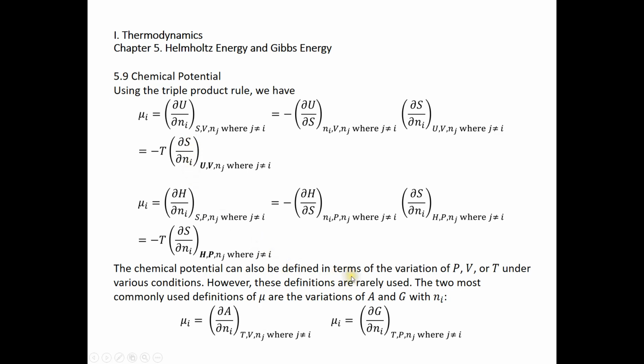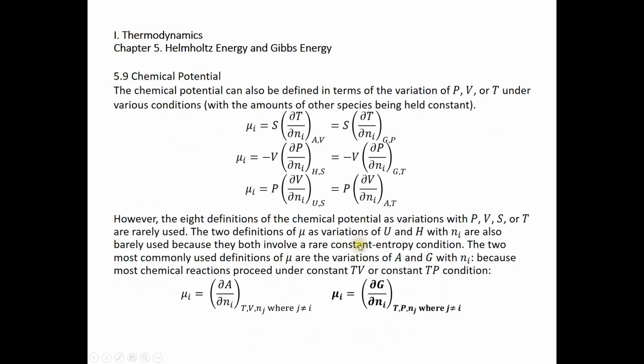And also we can define chemical potential in terms of P, V, T, but I want to remind everyone the two most commonly used definitions of mu are the variations of A and G with respect to the amount of the species. ∂A over ∂n under constant T, V condition, ∂G over ∂n under constant T, P condition. It's just because it's easier experimentally to maintain a constant T, V or constant T, P condition.